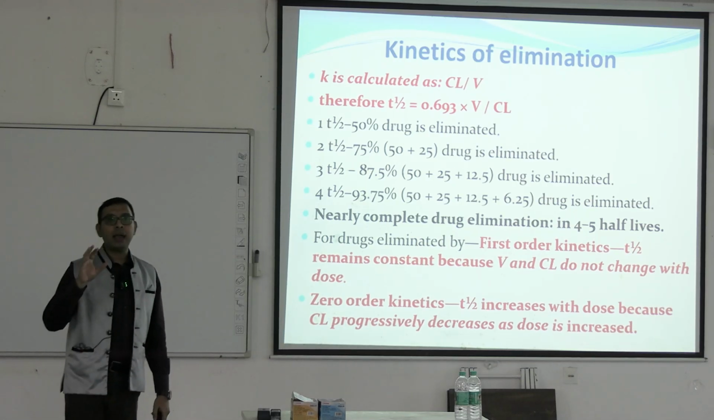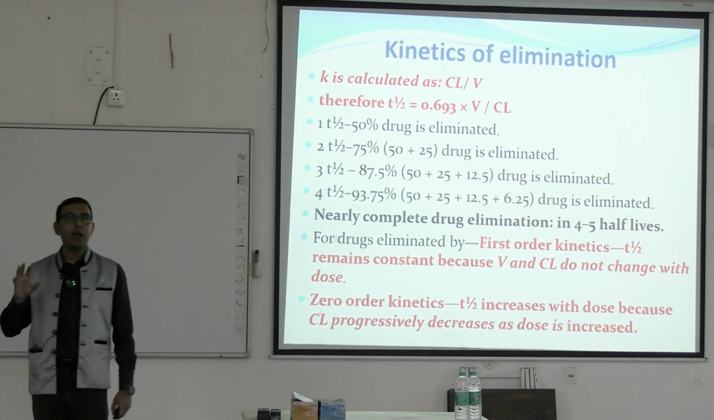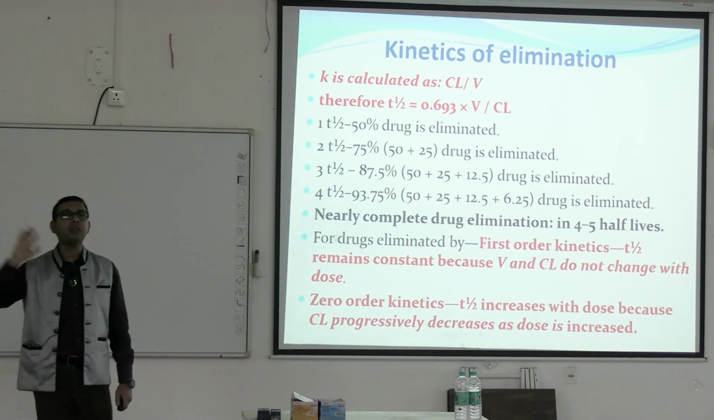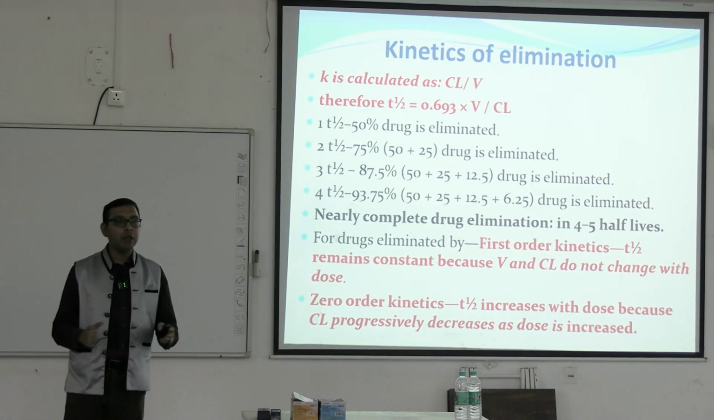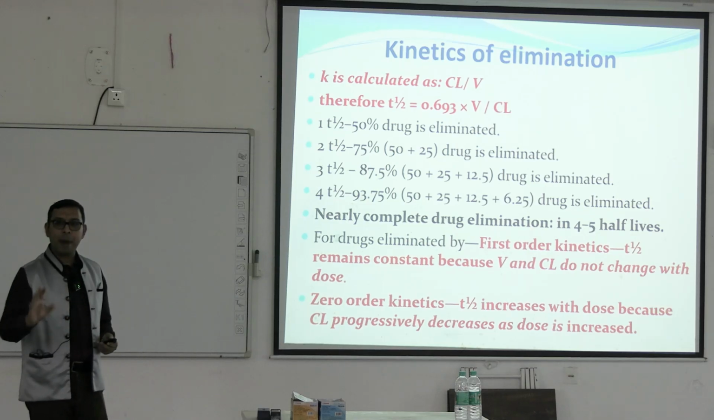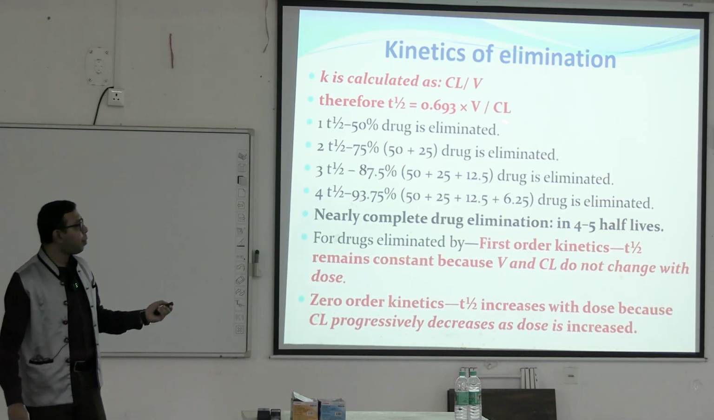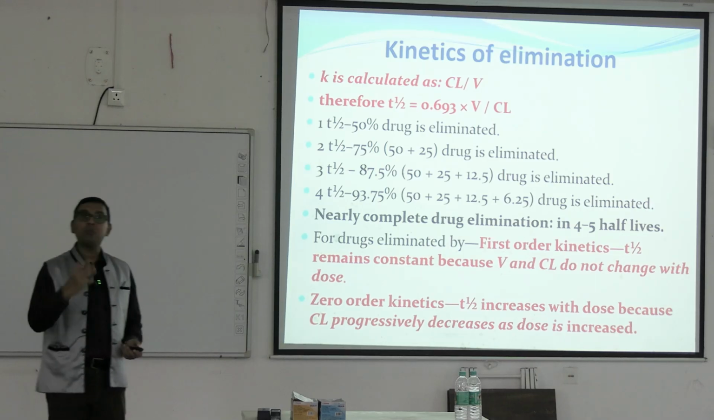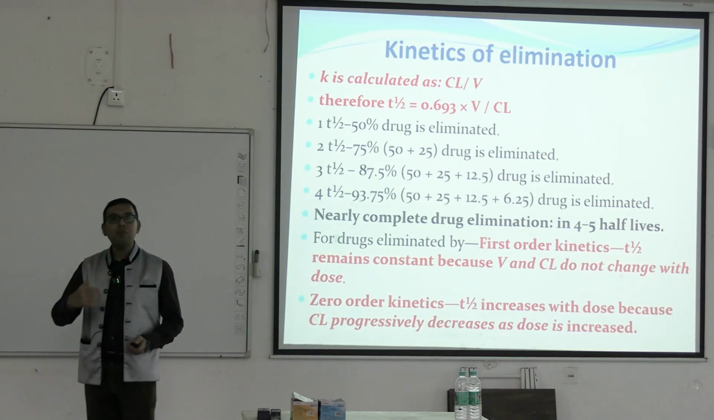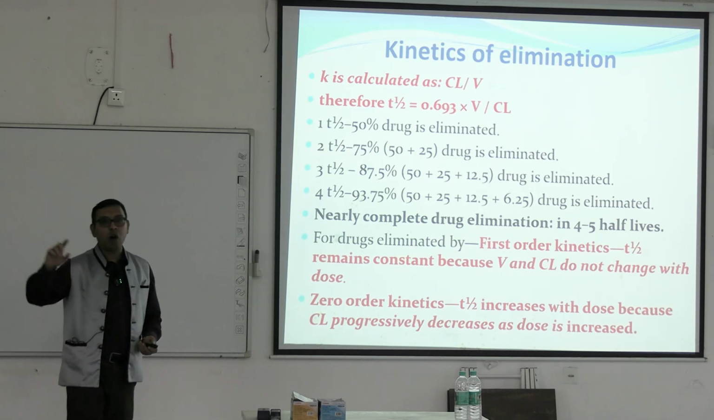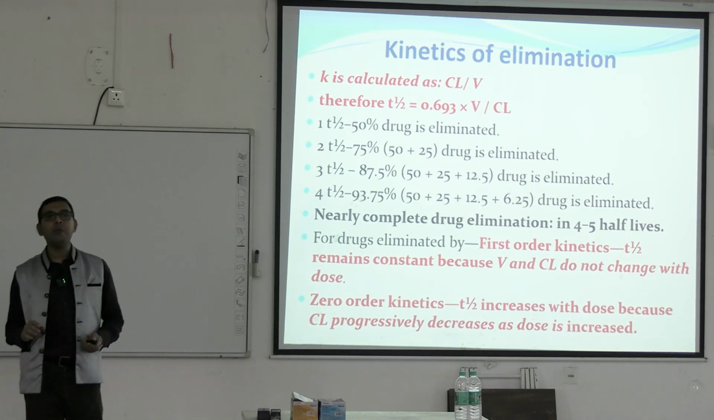So how can we calculate the plasma half-life of a drug when the clearance of the drug and the volume of distribution of the drug are given? There may be a problem given, for example, paracetamol, whose volume of distribution is this, and clearance of the drug is this. So what is the plasma half-life of the drug? The plasma half-life of the drug is 0.693 times the volume of distribution, divided by the clearance of the drug.